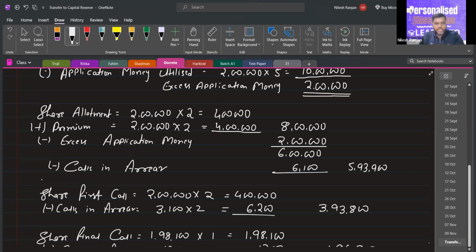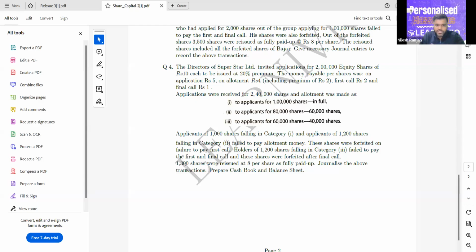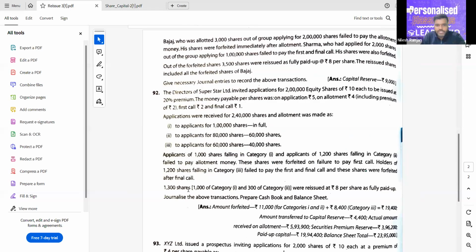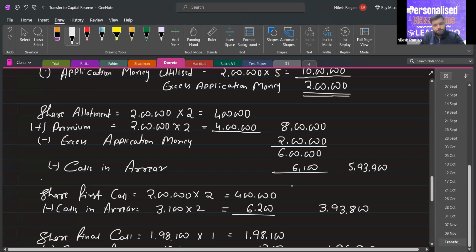Now we have reissued these shares. Actually, the reissue entry you can do easily. 1300 shares were reissued at 8 per share as fully paid. But there is one part missing in this question. Here you can see 1300 shares, 1000 of category 1 and 300 of category 2 were reissued.